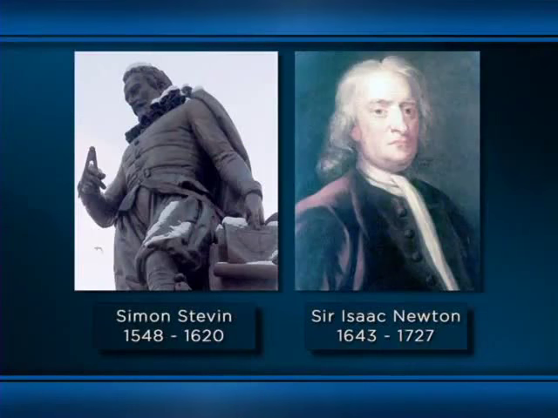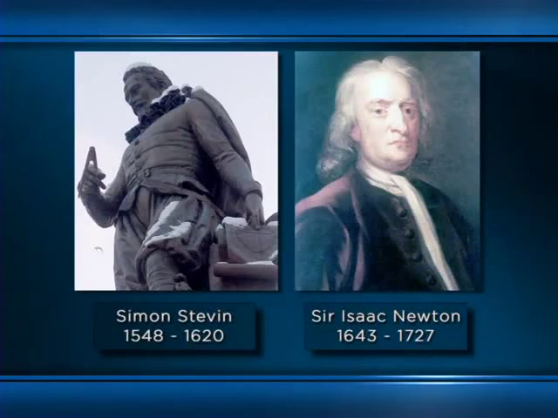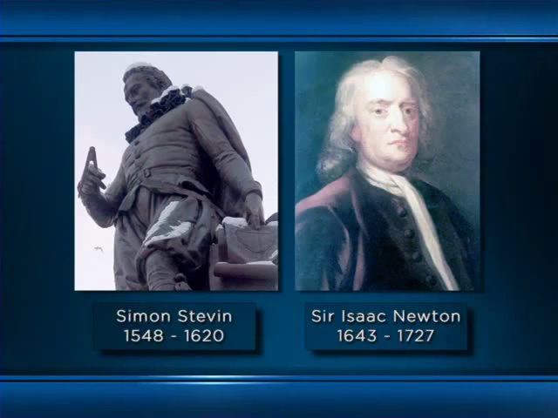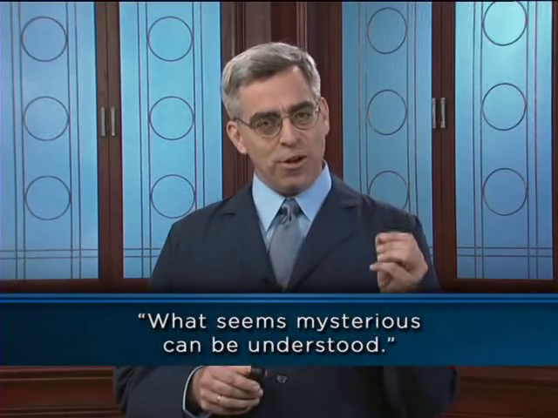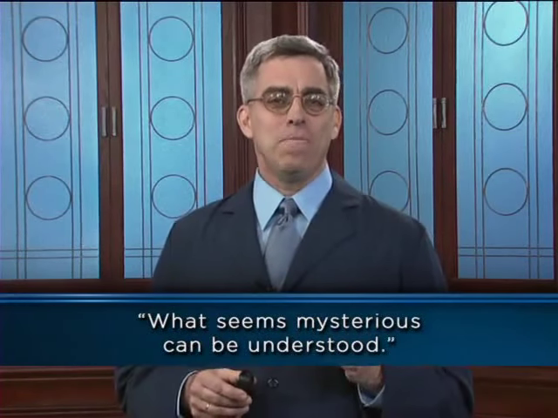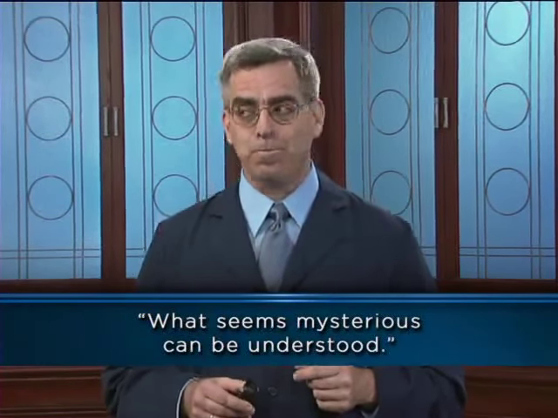Along the way, we met two men who pioneered the principle of equilibrium. Isaac Newton, who formalized the principle in his first law of motion in 1687, and Newton's predecessor, Simon Stevin, that really unique Renaissance-era mathematician who developed the world's first proof of equilibrium using this ingenious thought experiment, consisting of a string of beads draped over an inclined plane. Stevin was evidently quite pleased with this insight because in his book, underneath the diagram, he wrote, "What seems mysterious can be understood," a phrase he later adopted as his personal motto.